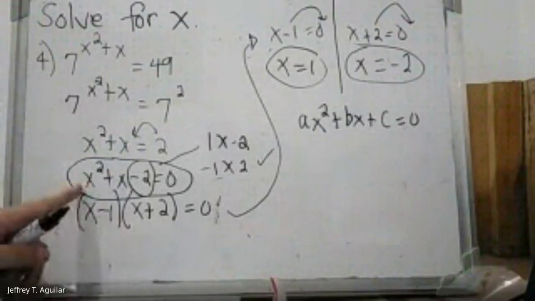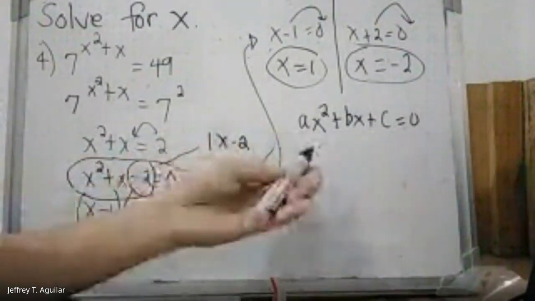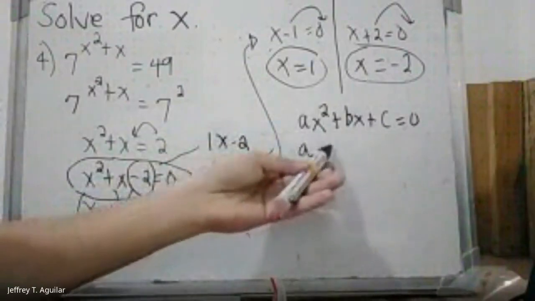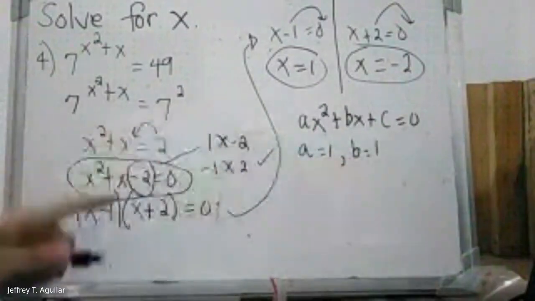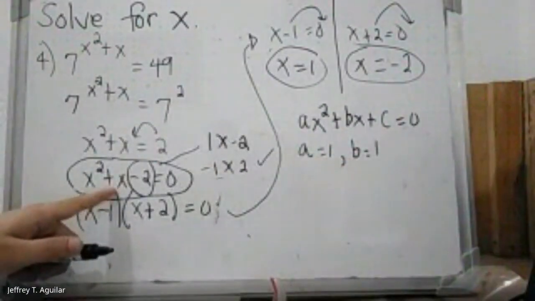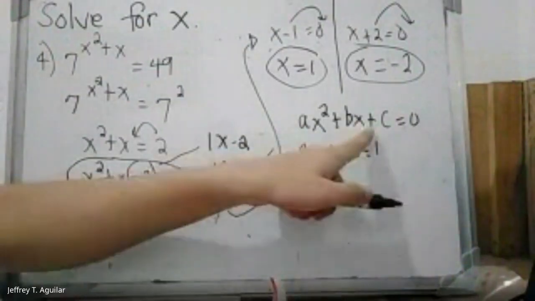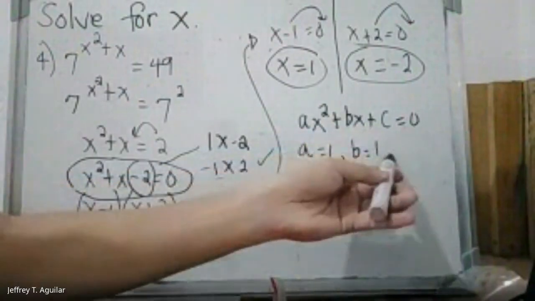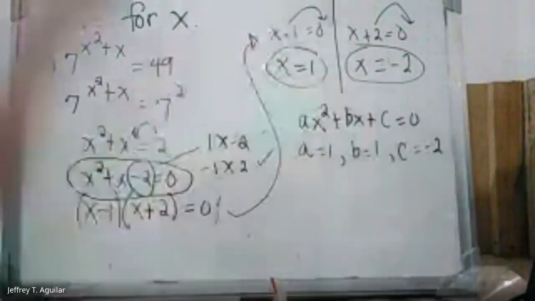But what is your a? Understandable that your a here is 1. So we have a is equal to 1. What is your b? Your b here is also equal to 1, invisible beside x. How about c? -2. You have to carry the negative because the standard operation here is positive. So this is now c is equal to -2.